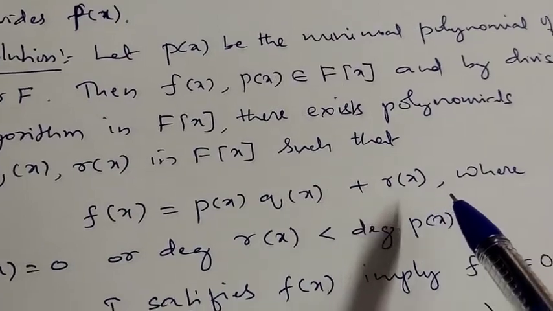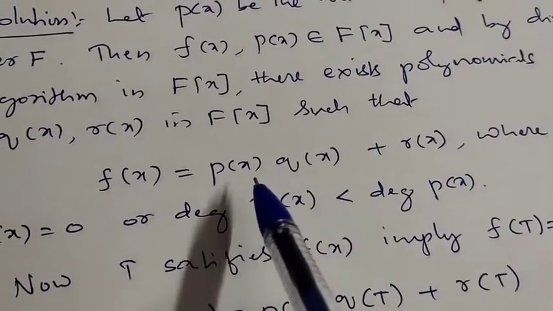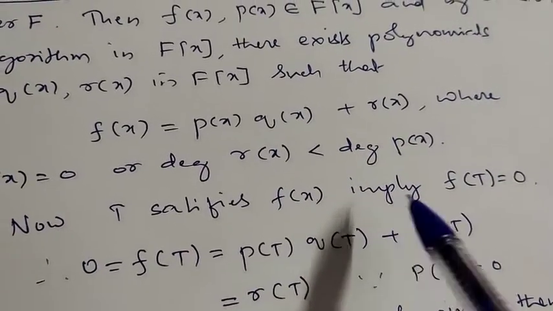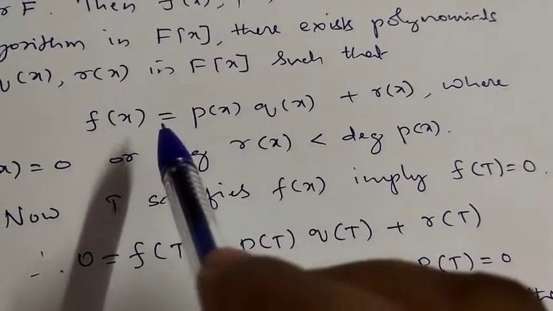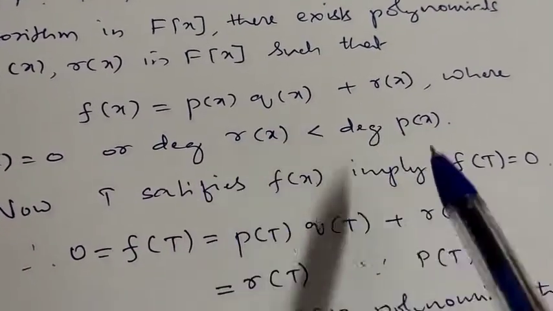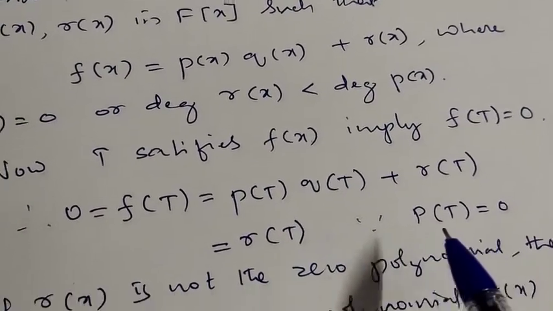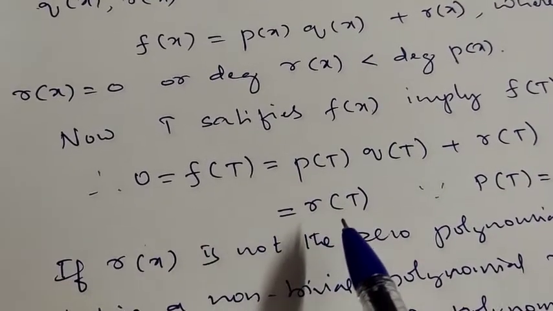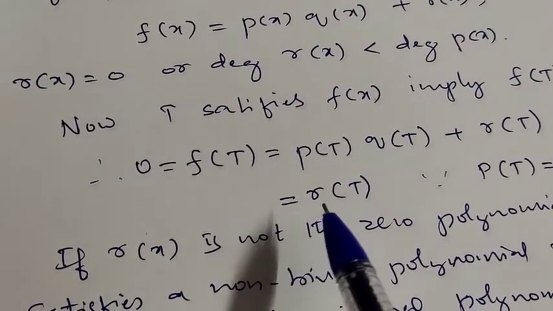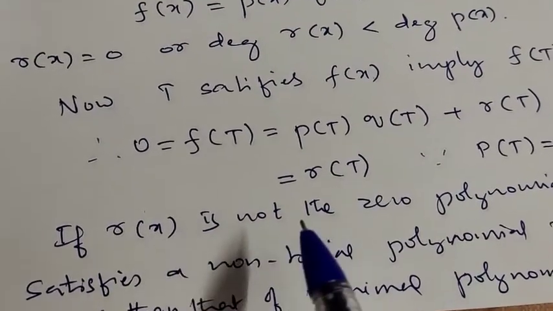What is r(x)? It is the remainder, where r(x) is 0 or the degree of r(x) is less than the degree of p(x). Okay. Now T satisfies f(x) implies what? f(T) is 0. Therefore 0 is equal to f(T), that is equal to p(T) q(T) plus r(T). But p(T) is 0 because p(x) is the minimal polynomial for T. Therefore f(T) is equal to r(T), meaning r(T) is 0, meaning T satisfies r(x). If r(x) is 0, then no problem. Okay, every transformation satisfies the zero polynomial.